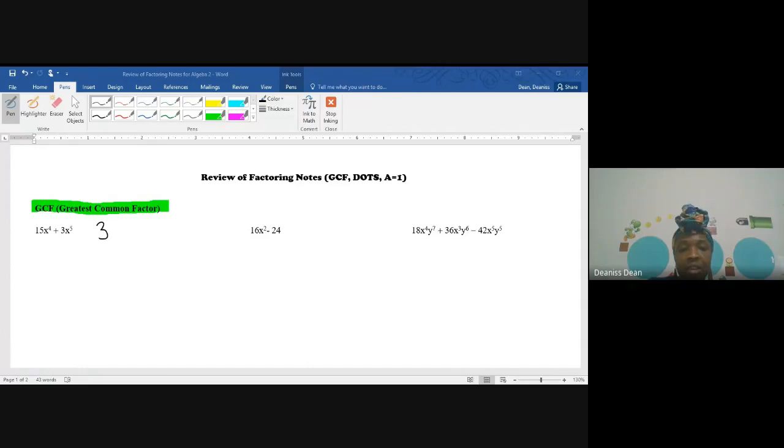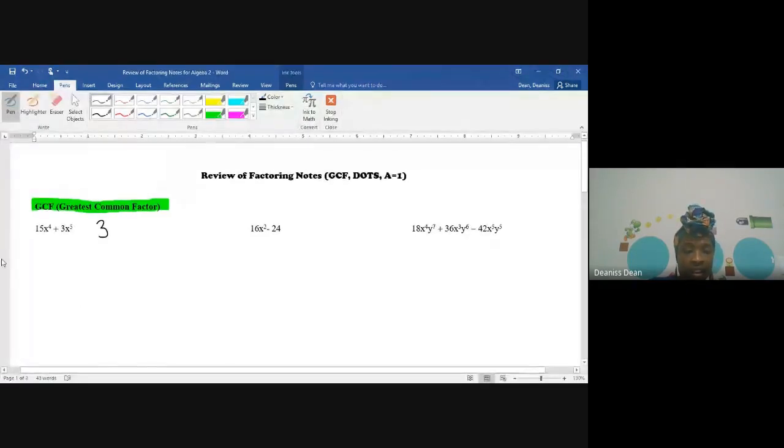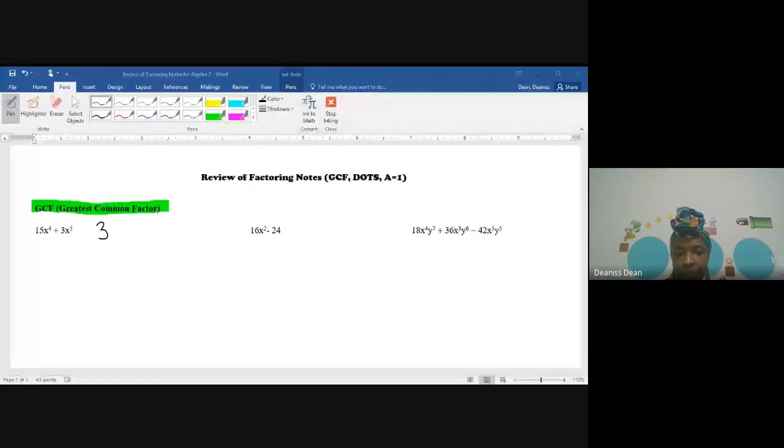Now we're going to look at the variables. We have an x to the 4th and we have an x to the 5th. So you have 4 x's and you have 5 x's. We need to determine how many x's those 2 separate terms have in common to use as a GCF of the variables. Anybody remember how you determine the GCF of variables? If not, it's okay. If you do, great.